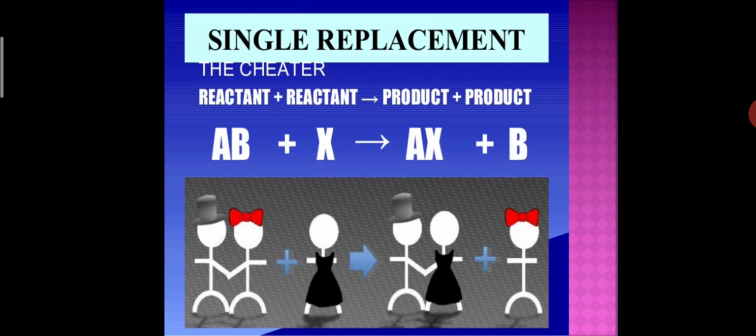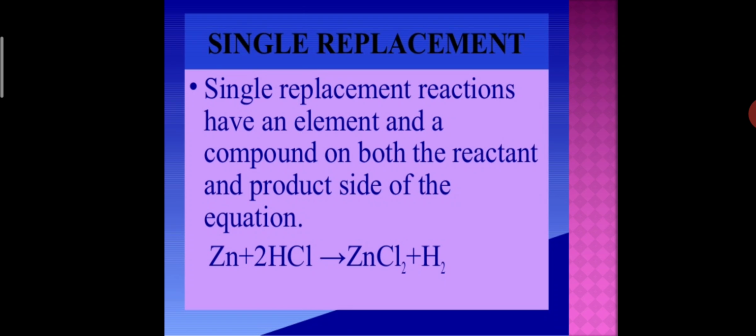Single replacement reactions have an element and a compound on both the reactant and product side of the equation. See the example: Zn, one reactant, and HCl, another reactant. They form ZnCl2, and hydrogen is evolved. This type of reaction is a single replacement reaction.